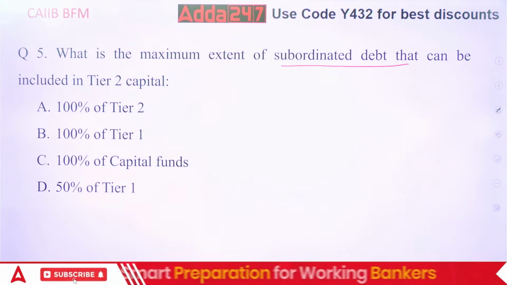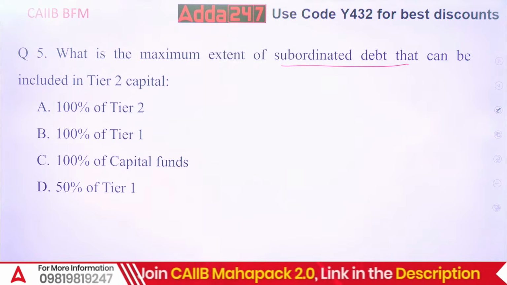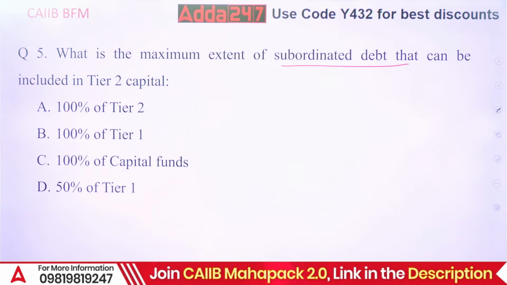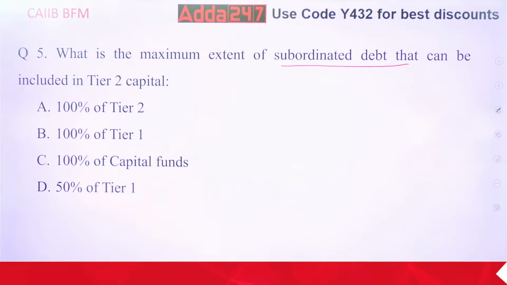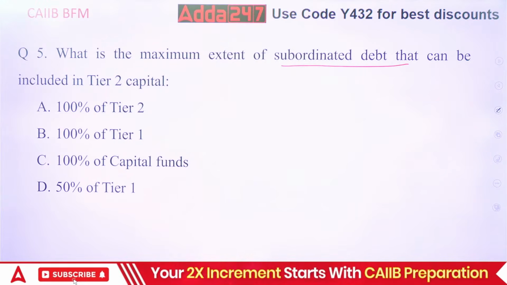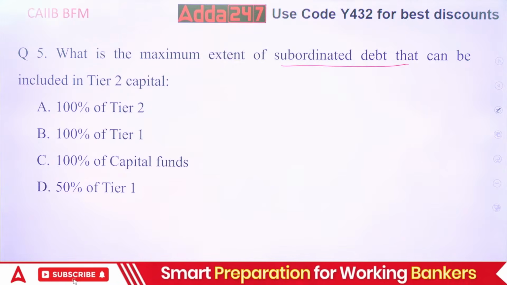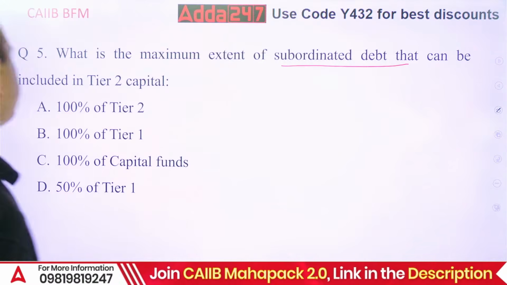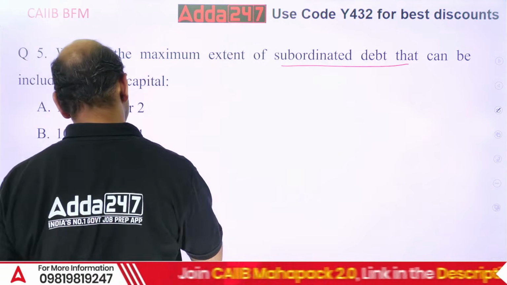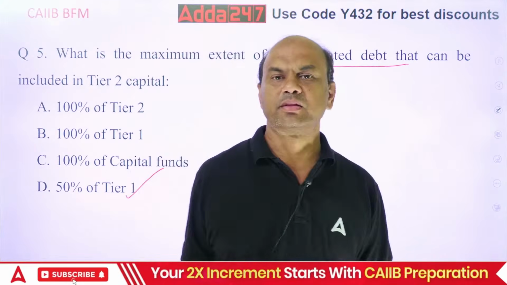Let me see, what are you typing? D, 100% of tier 1? See, the answer is actually 50% of tier 1. Subordinated debt is always 50% of tier 1, kindly note. It is 50% of tier 1 capital.